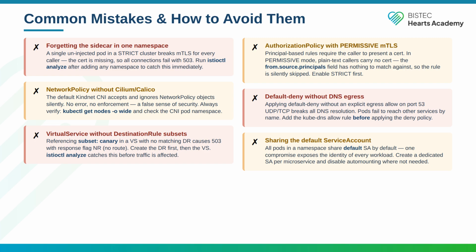The sixth is sharing the default service account across workloads. One compromised pod can then impersonate the identity of every other workload in the namespace. Create a dedicated service account per microservice and disable token auto-mounting where it's not needed.